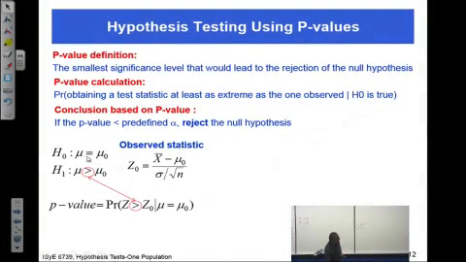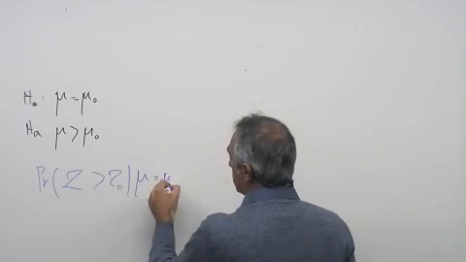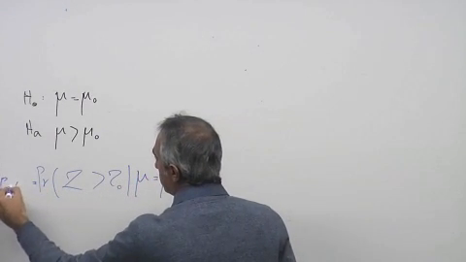H null is true means what? Mu equal to mu 0. So basically, if I want to translate this expression to a mathematical expression, it's going to be the probability of your test statistic greater than z0, which is the observed one, given mu is equal to mu 0, which is H null is true. Does it make sense? You see the difference? I mean, the relationship? Okay. Now, given mu is equal to mu 0, this is called the p-value.